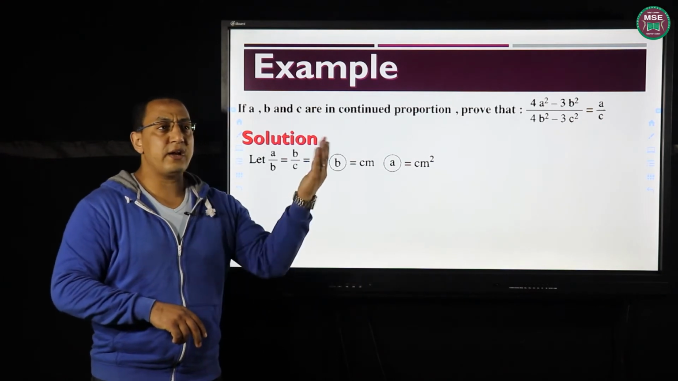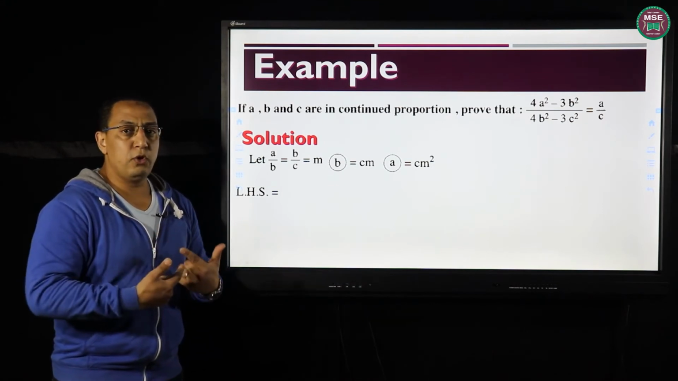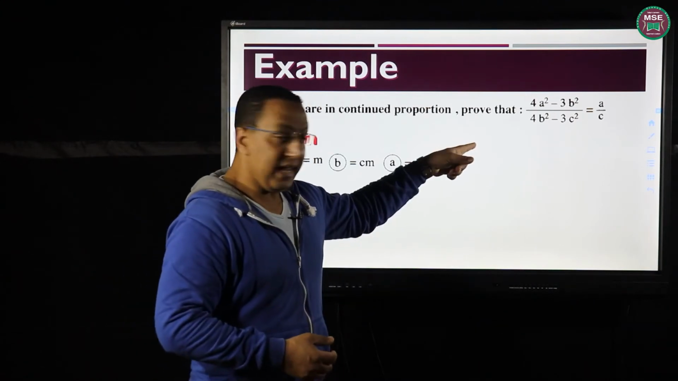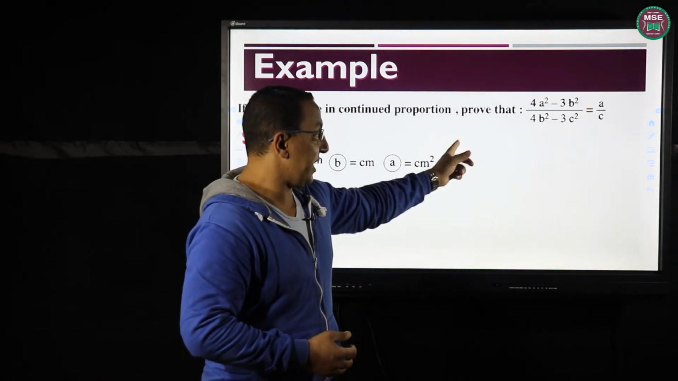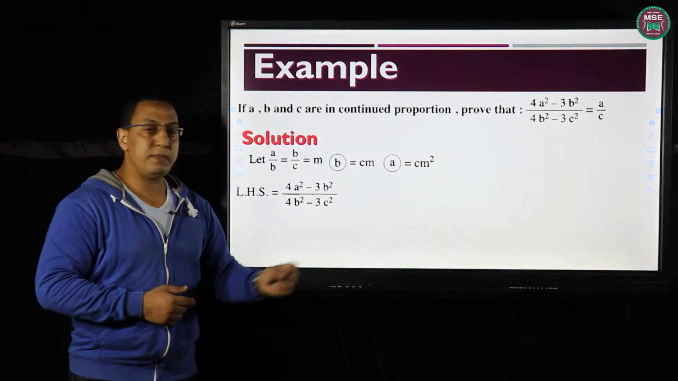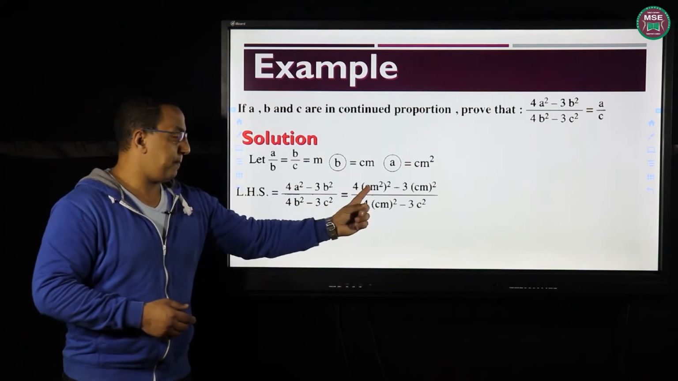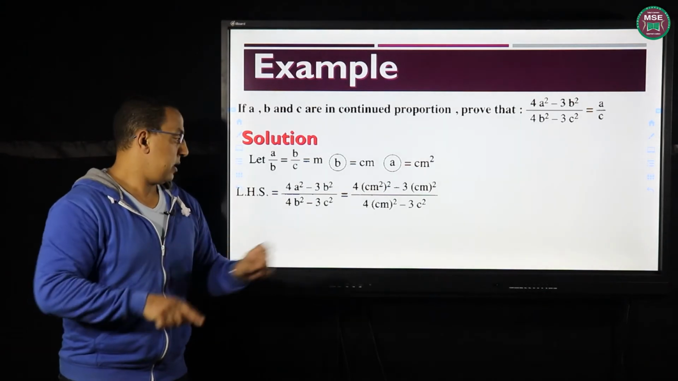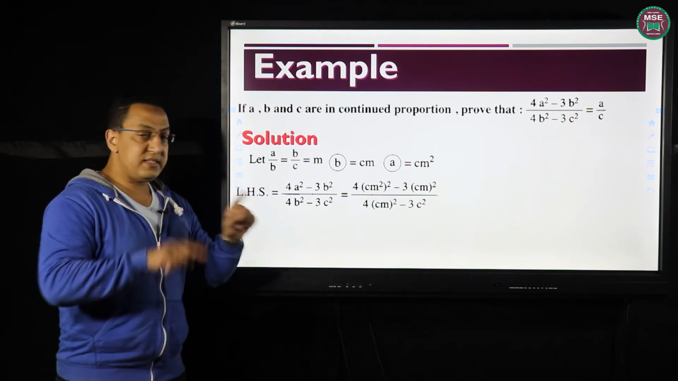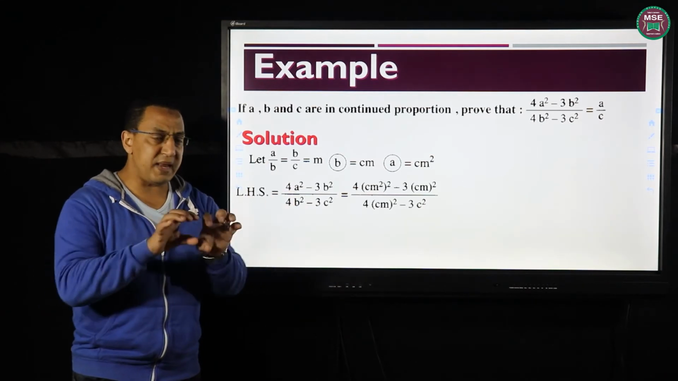I'm going to start with the left hand side, as we used to do in proportion problems. I'm going to replace A and B. Here it will be 4A power of 2 minus 3B power of 2. A equals CM power of 2, all power of 2 between brackets, and B equals CM, all power of 2. And C I'm going to write without replacement.